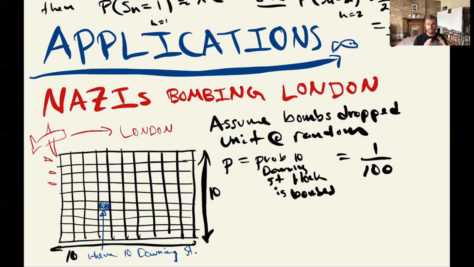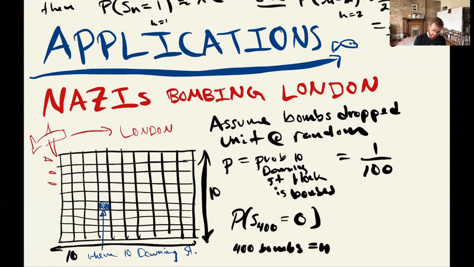So let's try to be optimistic and say, what's the probability that if Nazis drop 400 bombs over this area uniformly at random, the block containing 10 Downing Street is not hit? This is the same thing as asking, what's the probability that S400, so we have 400 bombs, that's our n, and this was already our p, is equal to zero? Well, this is well approximated by e to the minus lambda, which is equal to e to the minus four, because lambda equals n times p is equal to four. That turns out to be something like 1.8%.